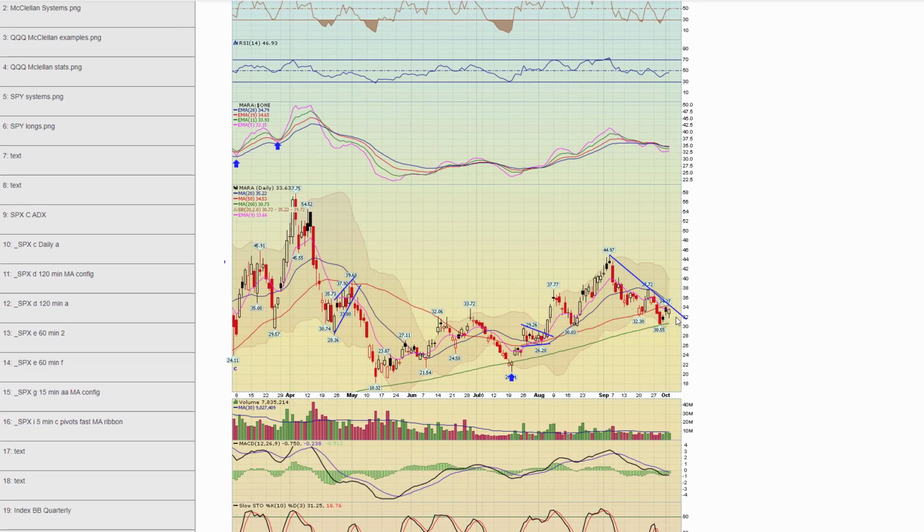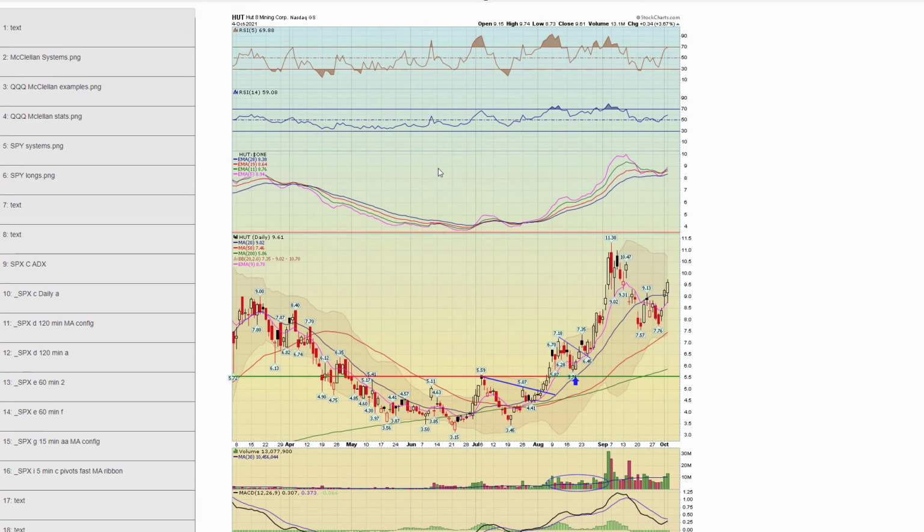Here I drew a downtrend line to monitor. Next, Chart 62, HUT. I've been mentioning that this is one of the standouts technically in that sector, and you can see how well it's been performing.